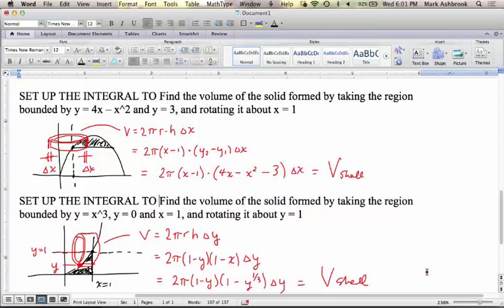Other questions? Oh, so the integral is going to be in terms of y. Yeah, this is 1, 1, so you're going to go from 0 to 1. Okay, well, we're good tomorrow.